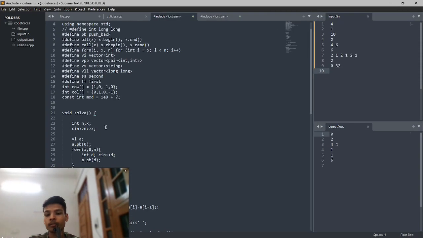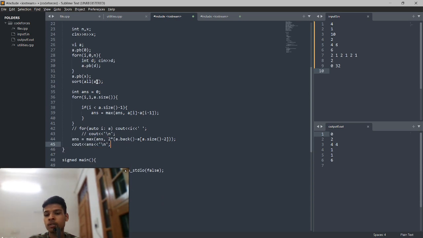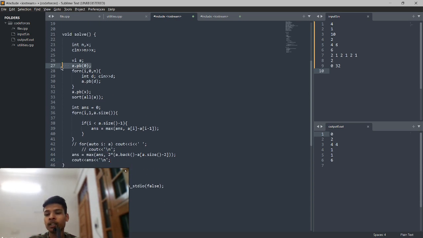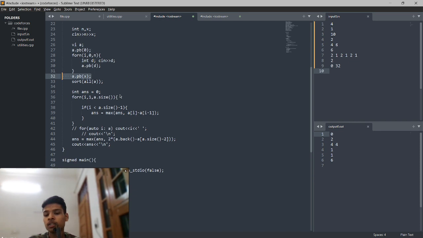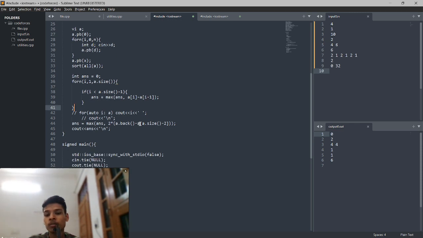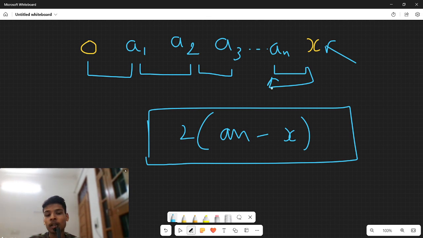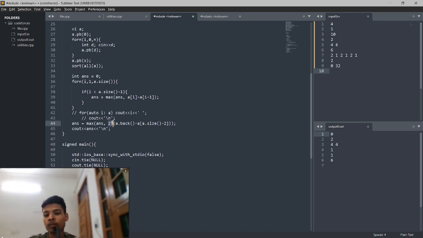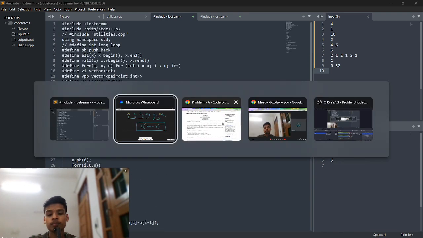If I show you the code, I'm simply making my input array and appending 0 at the start and x at the end. Then I'm calculating the difference between the adjacent numbers and storing the maximum from it. But for the last position, I also have to come back to this position, so for this case the difference will be multiplied by 2. This is the last number, x, minus my second last number, a of n. The maximum of all this will be my answer, and I simply print it. So this is the problem A solution.